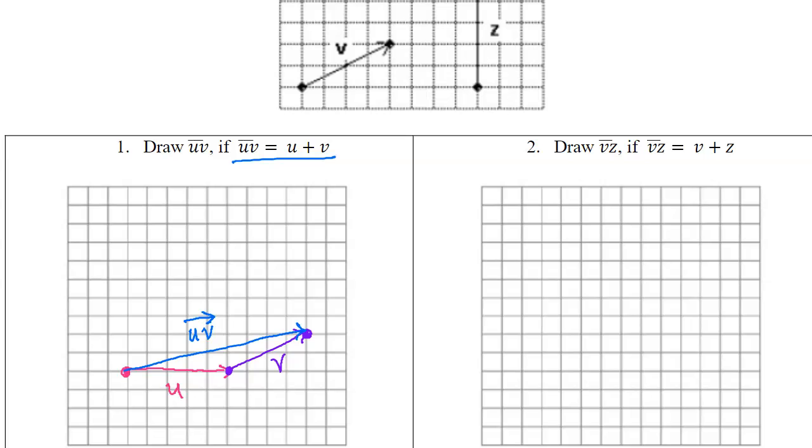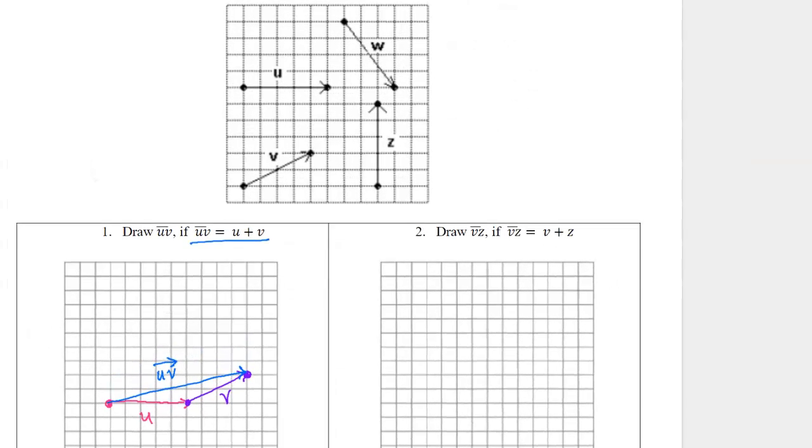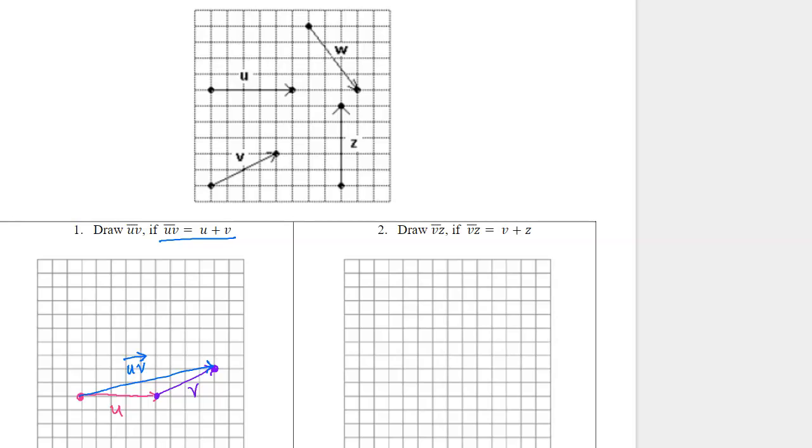Now you could have just looked at the diagram up top and in your head said, okay, so u has an x distance of 5, v has an x distance of 4, therefore u plus v is going to have an x distance of 9. You added them together. And then u has 0 y distance, and v has a 2 y distance. So 0 plus 2 is 2. So u plus v is going to have a y distance of 2. You could have just done that, but I drew it to see exactly what it looks like.